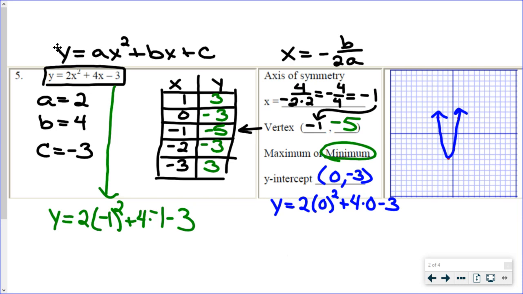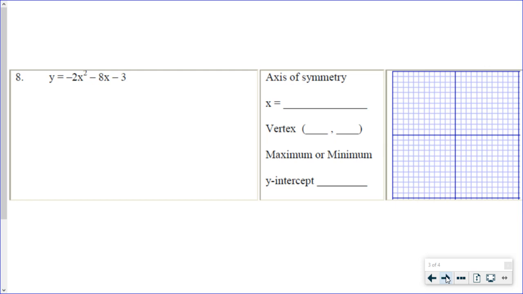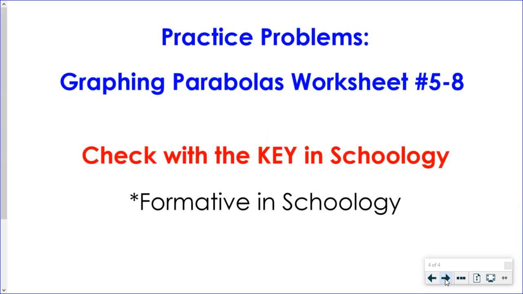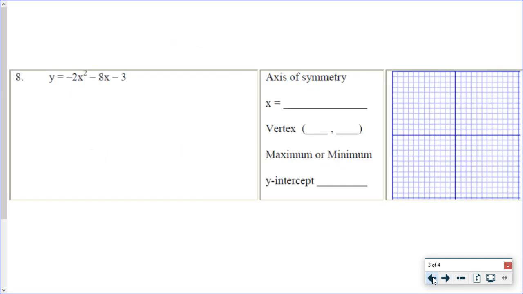So this is now number 8, if you're interested. I'm going to go through number 8. If you want to just do 6, 7, and 8 on your own, go for it, but check your answers before you take the formative. If you want to see number 8, I will go through that. If not, 6, 7, and 8 are your homework then.